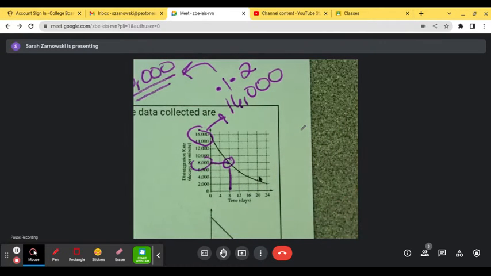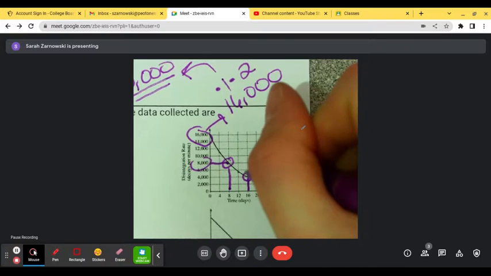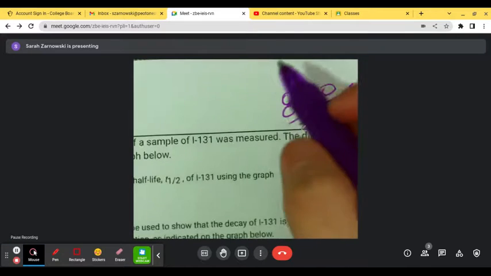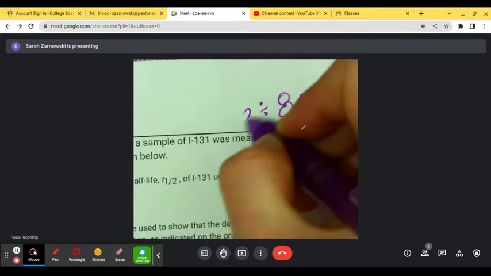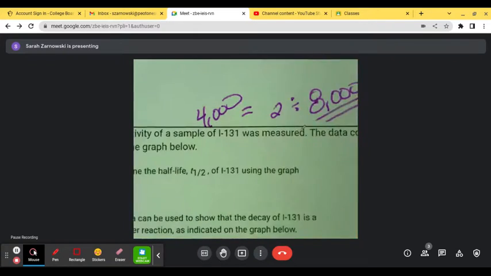So let's make sure that another 8 days, that's the other half of the sample. So 8 plus 8 is 16. So I'm looking right here at 16. That means I have 4,000. So if I divide 8,000 in half, another half-life, that means there should be 4,000 left over.